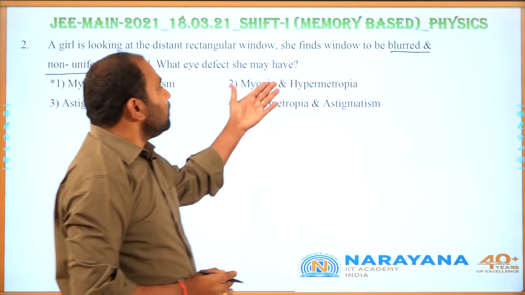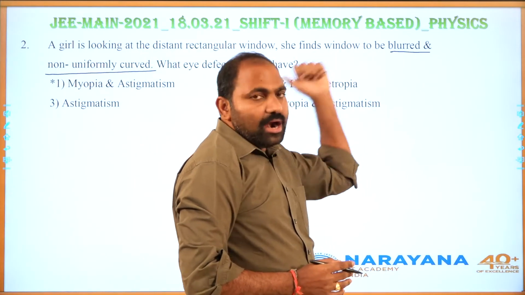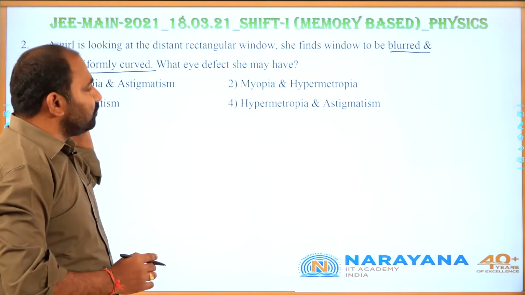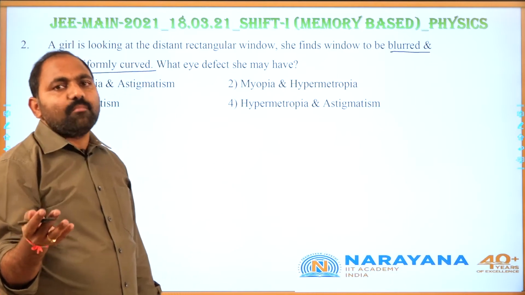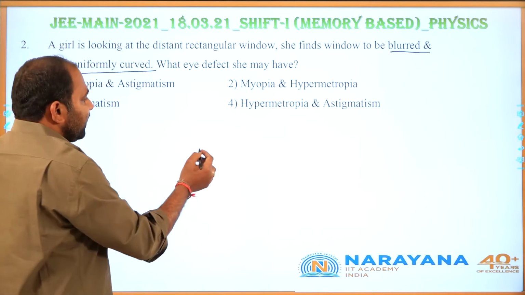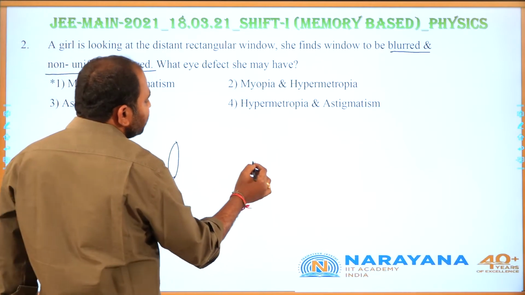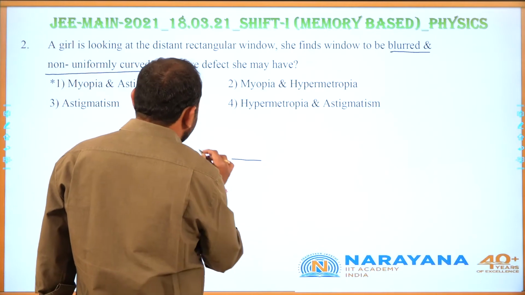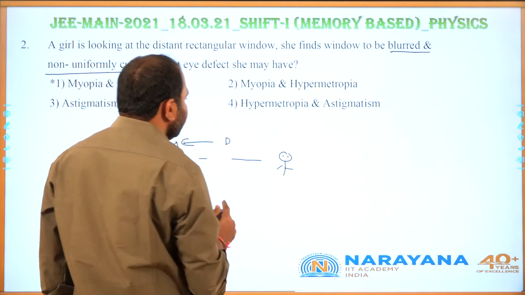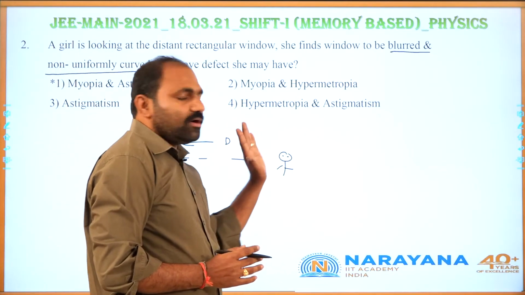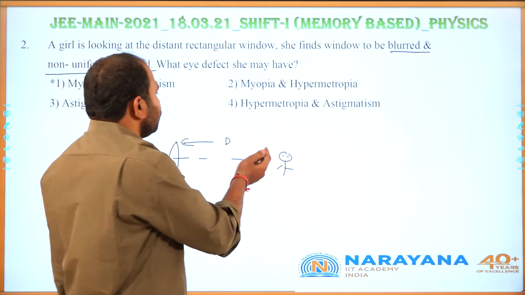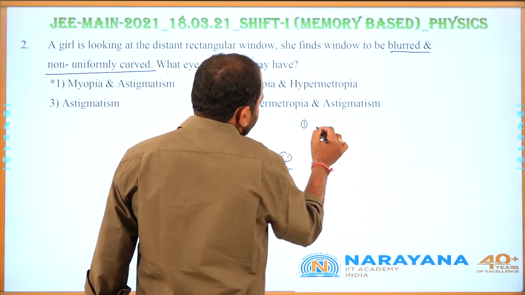Here it is given she finds the window to be blurred. First of all, she is observing a blurred image for a distant object, which means she is suffering from myopia. Basically, myopia means nearsightedness. She can view objects which are up to a certain distance. For example, some object is present at a distance D. If the object is far away from D, she can't observe the image properly. It looks like a blurred image. So she is having myopia, that is 1 point.